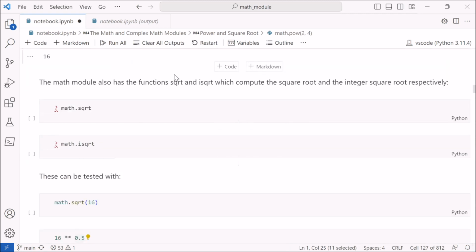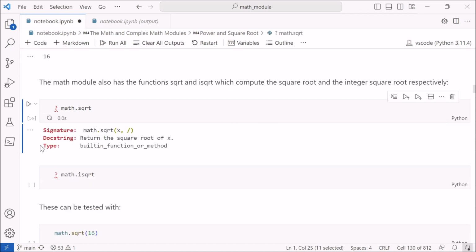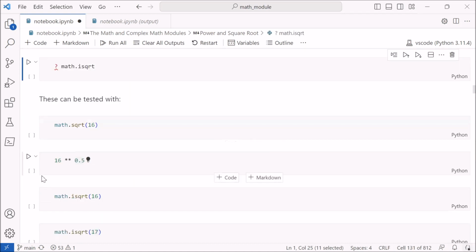The math module also has the function square root and integer square root, which compute the square root and integer square root respectively. So we can have a look at their doc strings. We can test this with the value 16.